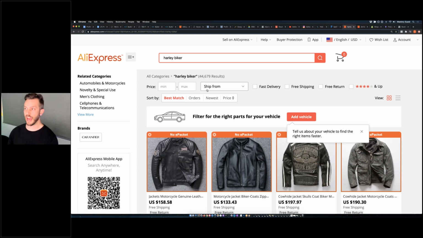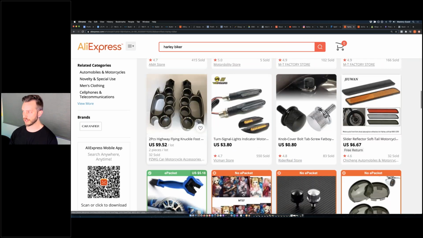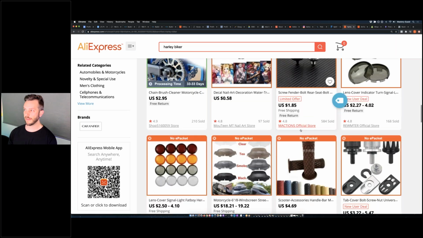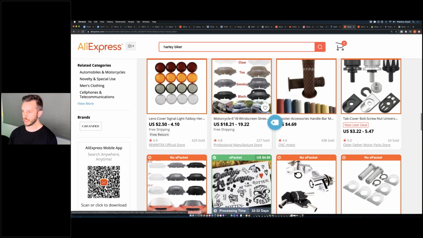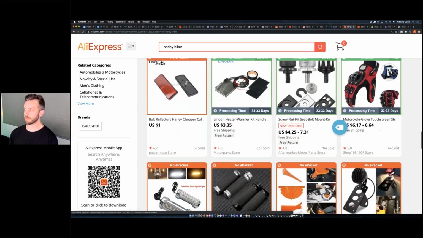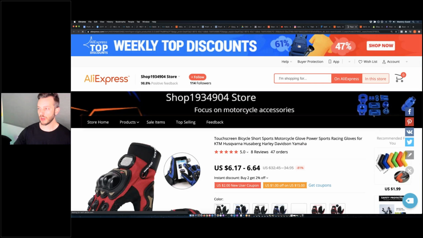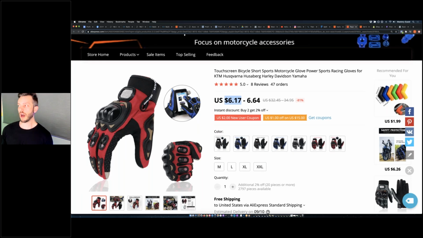We've got biker jackets, lots of biker jackets. It looks like some Justice League stuff. A chain brush cleaner, that might be ideal for a biker. Looks like biker windshields, windscreens. You've got biker gloves. A lot of bikers will wear really cool looking gloves. So this product here, higher ticket, starting at $6.17. I'd probably mark it up to about $20 or so for a pair of gloves like this.